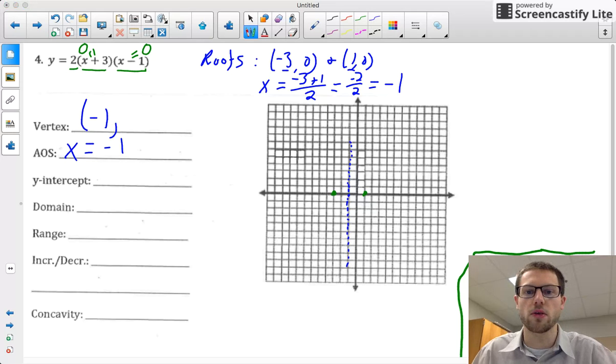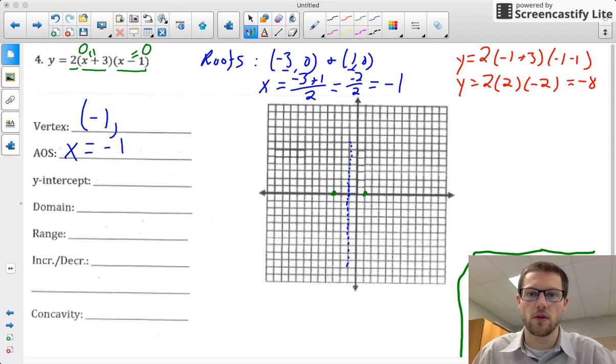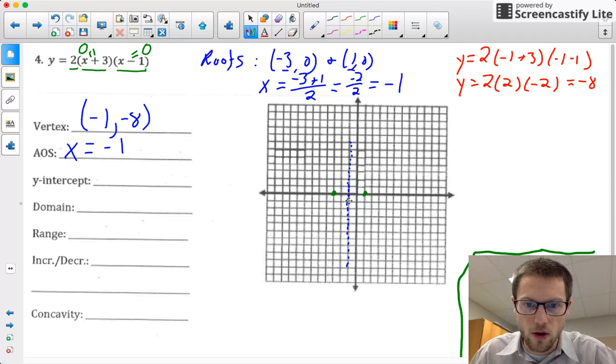To find the y-coordinate, let's plug in negative 1 for x. So let's do that over here. y equals 2 times (negative 1 plus 3) times (negative 1 minus 1). So I get y equals 2 times, that looks like it's going to be a 2, and this looks like it's going to be a negative 2. And 2 times negative 2 is going to give me negative 8. So my vertex is at (negative 1, negative 8). And let's put that on the graph as well. 1, 2, 3, 4, 5, 6, 7, 8, and let's go green.